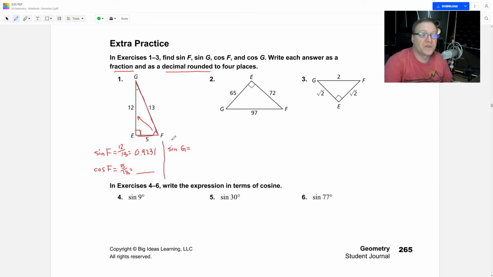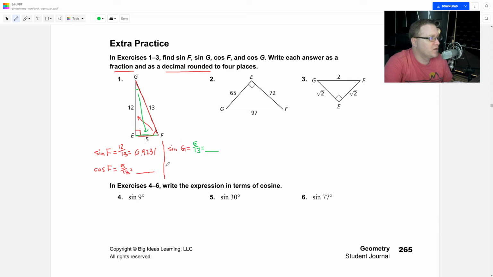Remember, sine is the OH, opposite over hypotenuse. So the opposite here is going to be this side, which is 5. And then the hypotenuse is still the same, it's 13. So it's going to be 5 over 13, which, again, we can find the decimal for too.